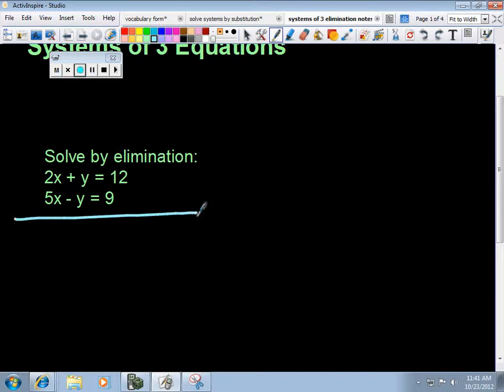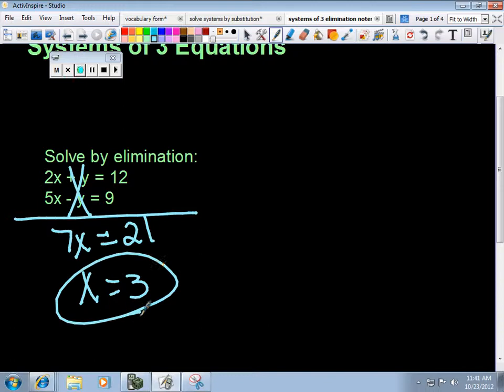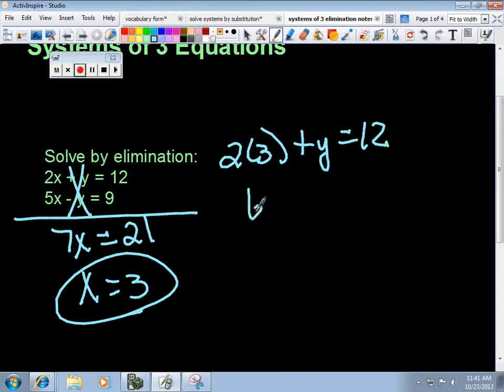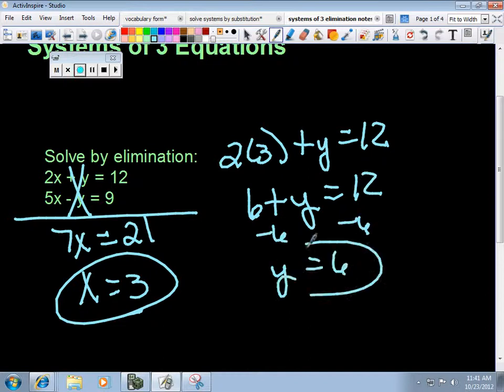This one is already set up for your y's to cancel. We like that. 2x and 5x gives you 7x equals 12 plus 9 is 21. Solve that, x is equal to 3. That's one answer, but you're not done. You got to do 2 times 3 plus y equals 12. You got to take this 3 back to your original equation. 6 plus y is equal to 12. Subtract your 6, and y is equal to 6. There's your answer. Okay? That's solving by elimination when you have two variables, two equations.